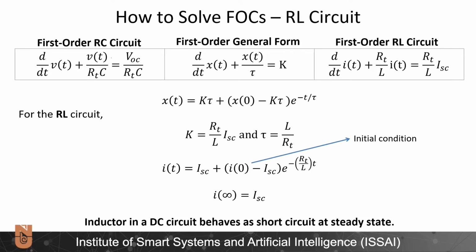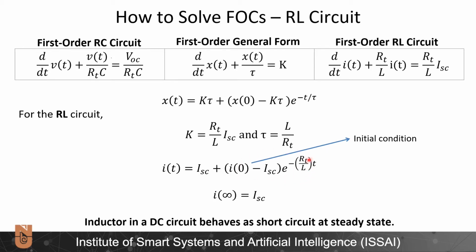If I do the same variable substitutions for the first order RL circuit by writing K is equal to R_T over L times I short circuit and tau is equal to L over R_T, I end up with this expression for the solution of my circuit. I(t) is equal to I short circuit plus, in parentheses, the initial condition I0 minus I short circuit times e to the minus R_T over L times t.